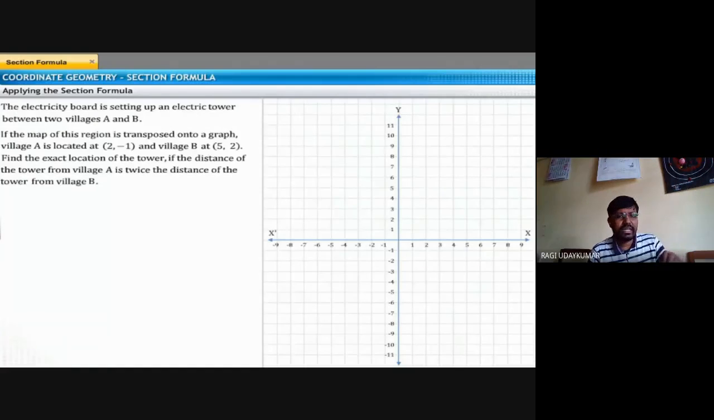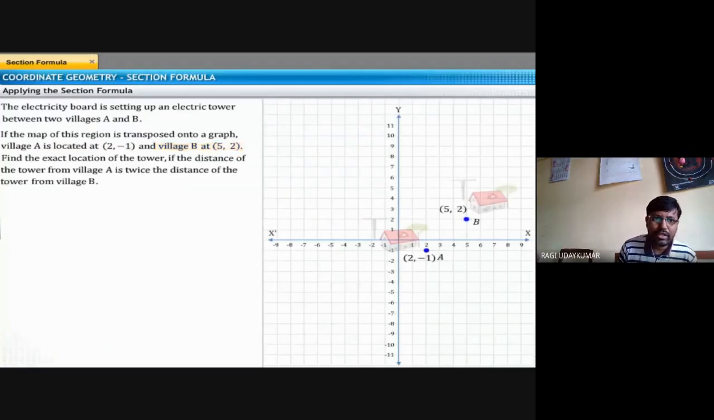The electricity board is setting up an electric tower between two villages. Two villages are there, A and B. This is very important. So if the map of this region is transformed onto the graph, village A is located at the point 2 comma minus 1 and village B is at 5 comma 2. Village A is located at 2 comma minus 1 and village B is located at 5 comma 2.